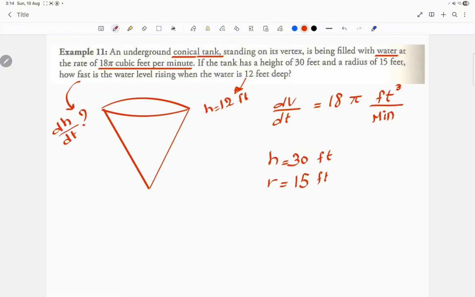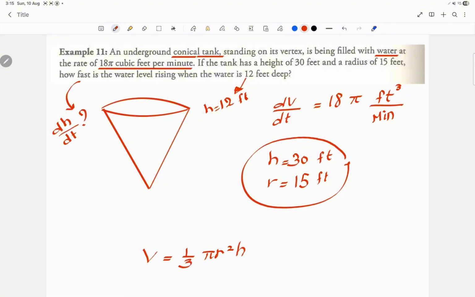Wait, so the equation was 1 over 3 pi r squared h? The equation for the volume is going to be 1 over 3 pi r squared h. But let me teach you something cool. You have two dimensions here, don't you? You have h and you have r. You cannot have both in the equation. So use h instead of r.